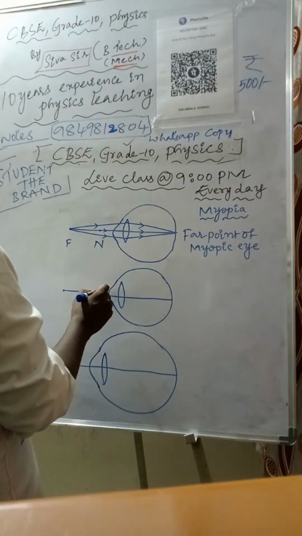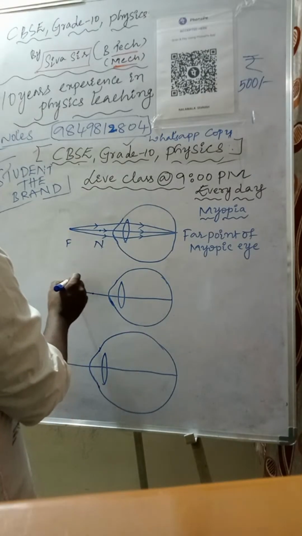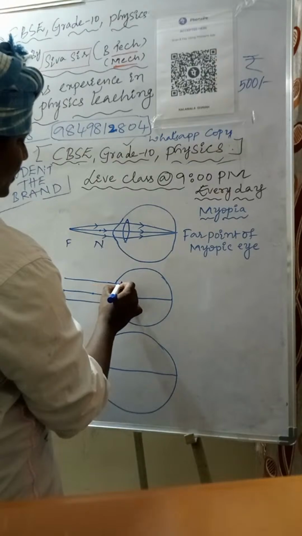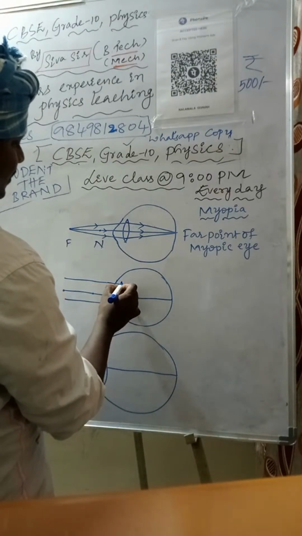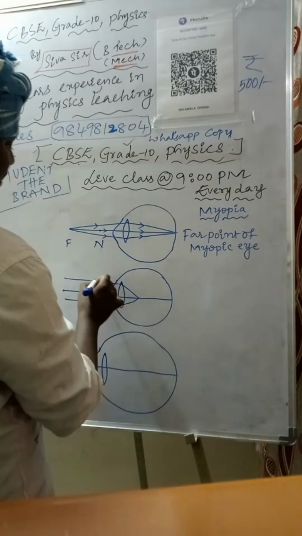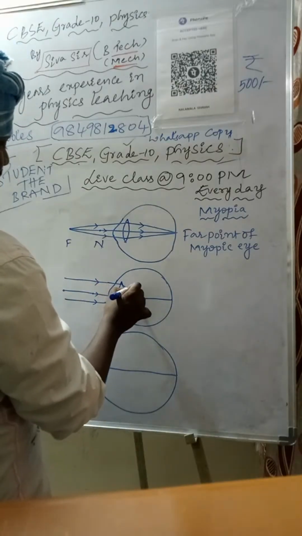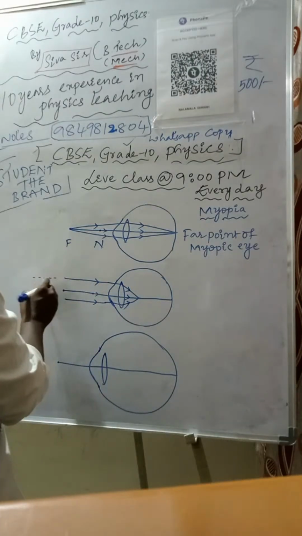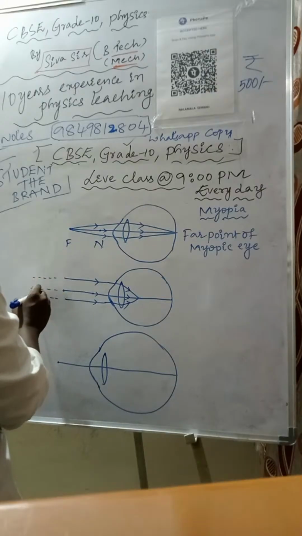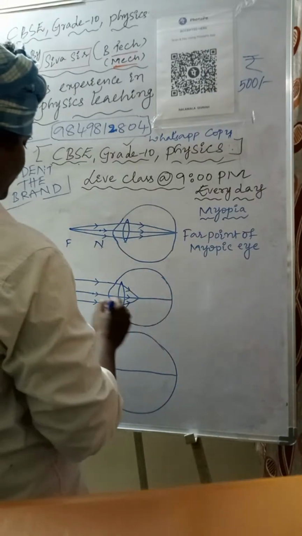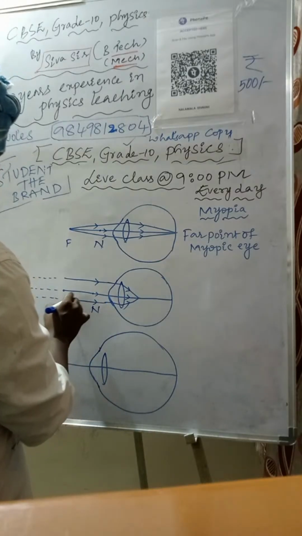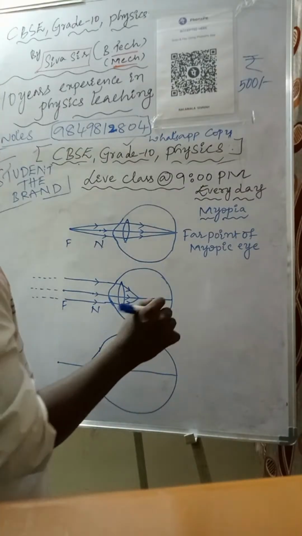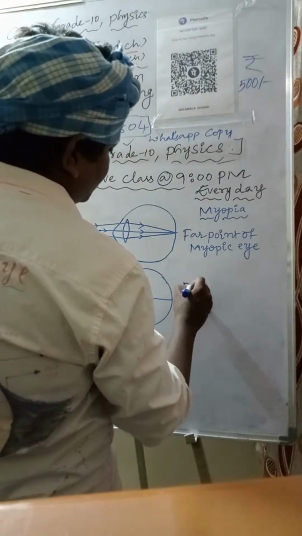So this is the far point of the myopic eye. I'm considering one more. If the light rays come from infinity, like this, the light rays will meet in front of the retina itself. These light rays are coming from infinity. This is the near point and this one is the far point, that is infinity. Here I'm considering a myopic eye.